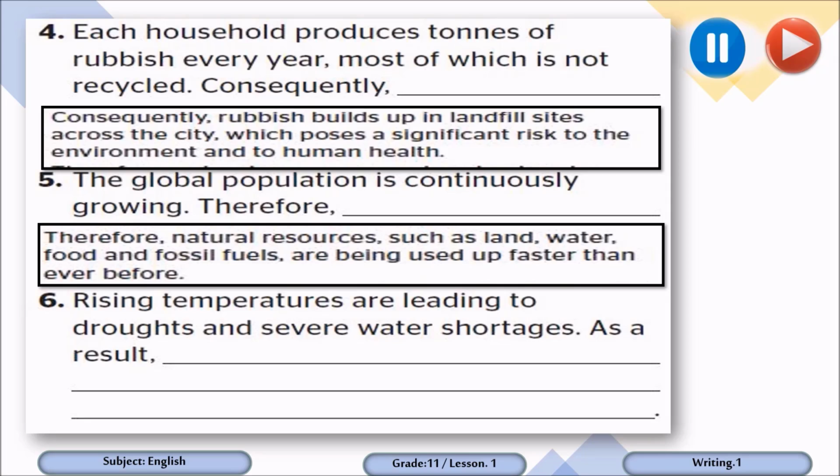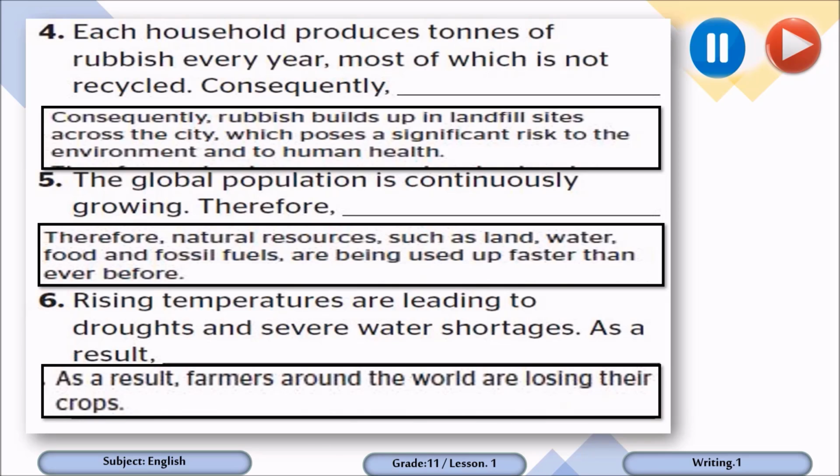Number 6. Rising temperatures are leading to droughts and severe water shortages. As a result, farmers around the world are losing their crops.